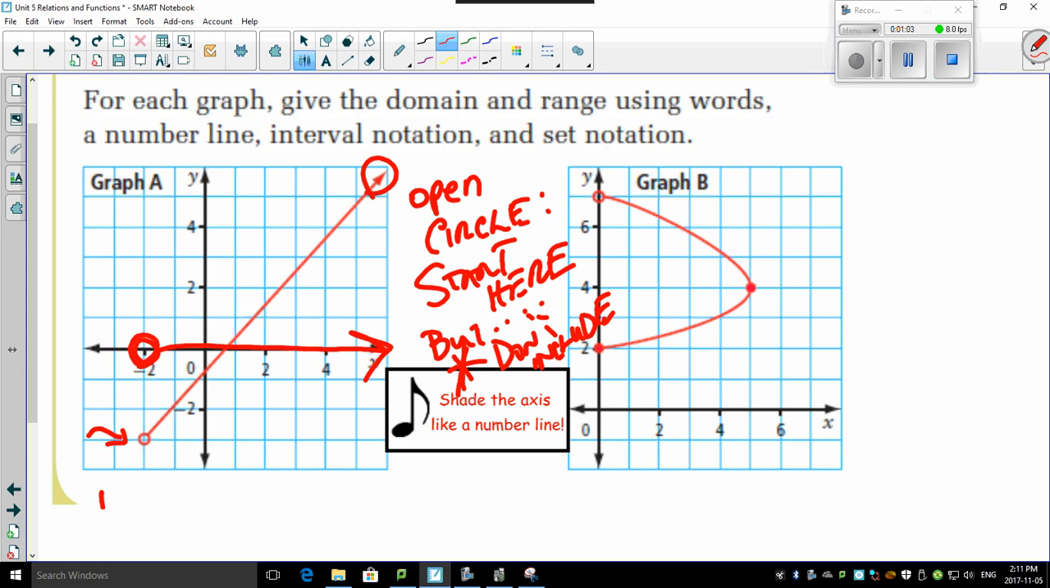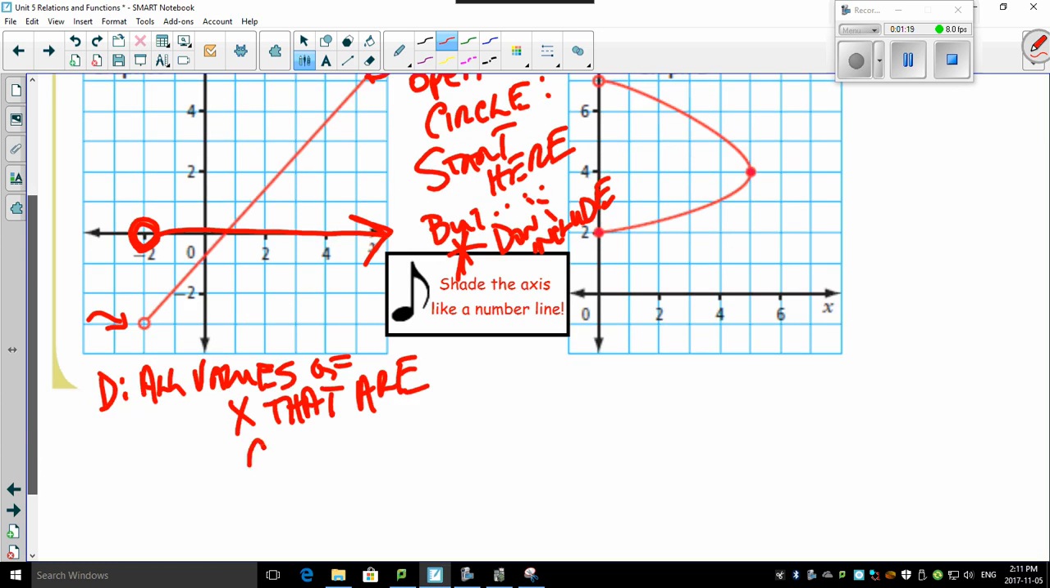Okay, so there's your domain: all values of x that are greater than -2. Notice how I said greater than. I did not say greater than or equal to. That's the key, all right? So watch the words. Now, how would we do the range for this guy?